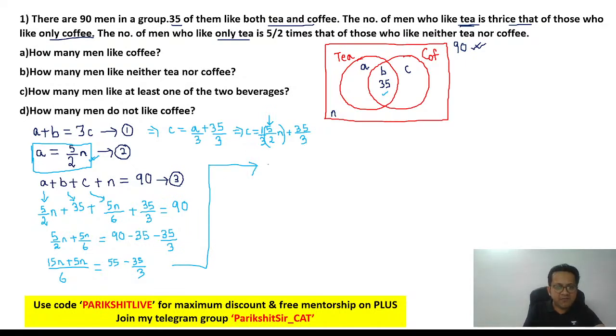So 15n plus 5n is 20n. 20n by 6 is equal to 55 into 3, which is 165, minus 35, is 130 by 3. So 3 ones are, 3 twos are, and 2 ones are, 2 tens are. Just simplify, 0, 0 cancels out. What you get is n is equal to 30. Awesome. And you are done.